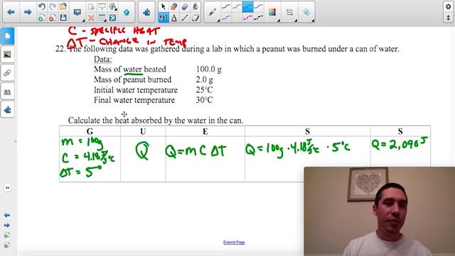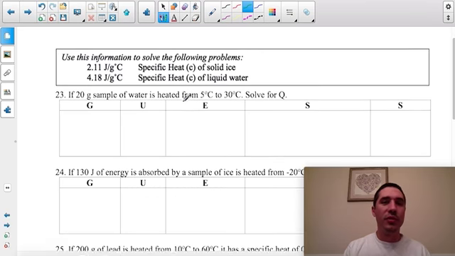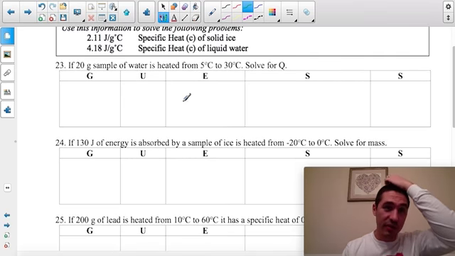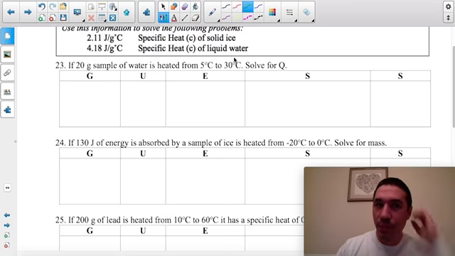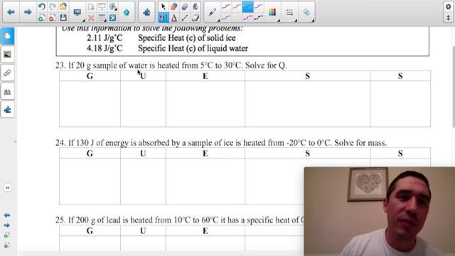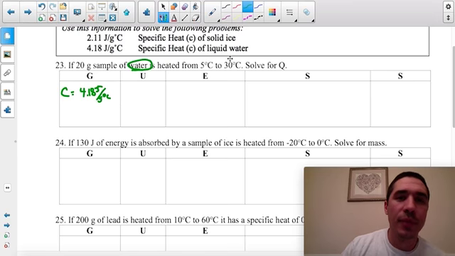Alright, we're down to our last page, which is going to be some specific heat calculations. Now the topic gives us the specific heat of solid ice and the specific heat of liquid water. So first it tells us a sample of water, so it means that the specific heat value that I'm going to use is going to be 4.18 joules per gram degree Celsius, is heated from 5 to 30 degrees.